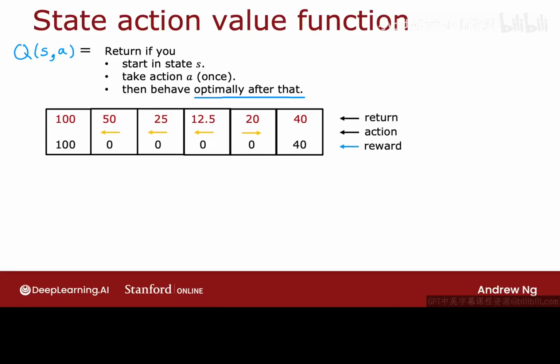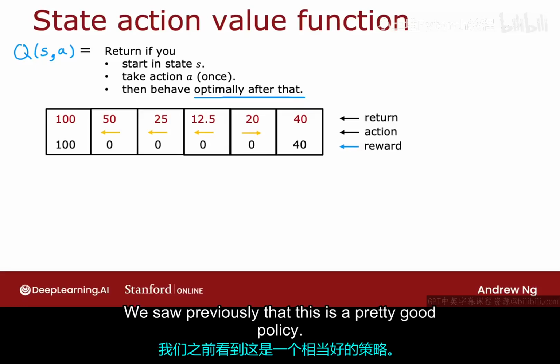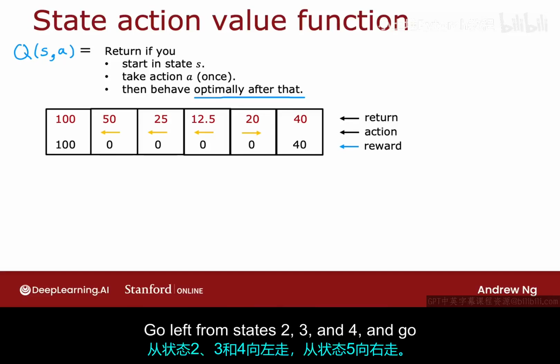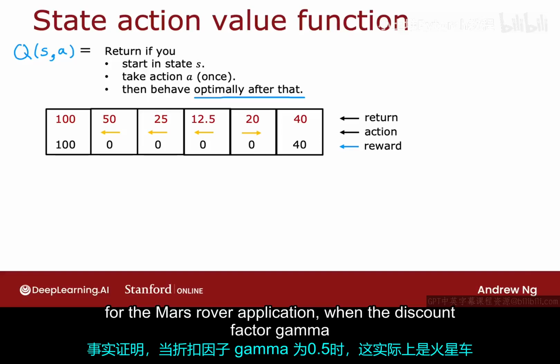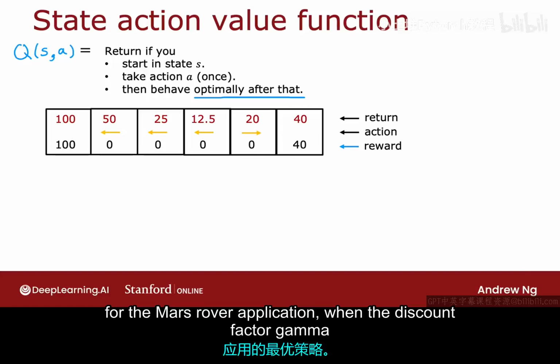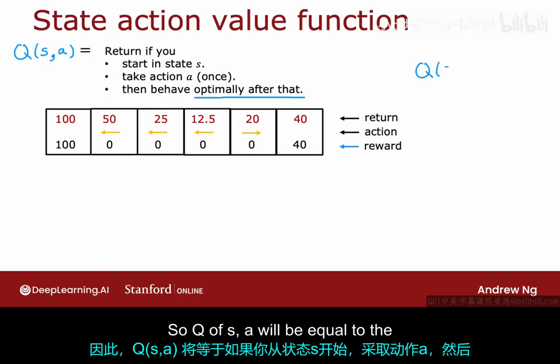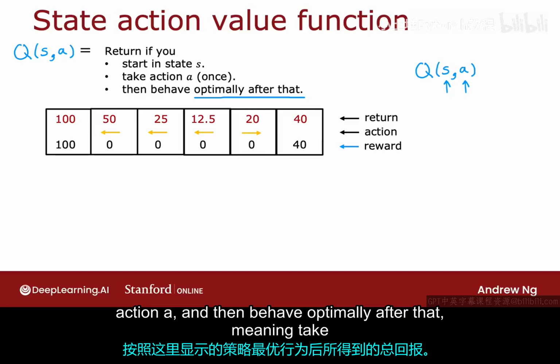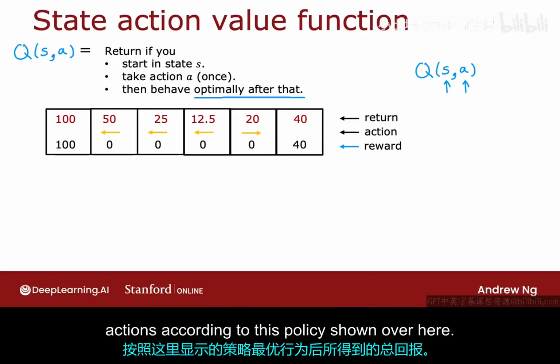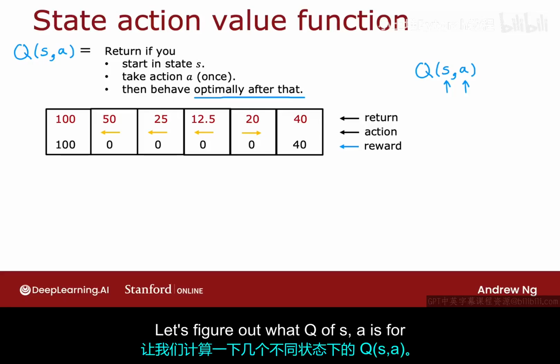Let's look at an example. We saw previously that this is a pretty good policy: go left from states 2, 3, and 4, and go right from state 5. It turns out that this is actually the optimal policy for the Mars rover application when the discount factor gamma is 0.5. So Q of S, A will be equal to the total return if you start from state S, take the action A, and then behave optimally after that, meaning take actions according to this policy shown over here. Let's figure out what Q of S, A is for a few different states.